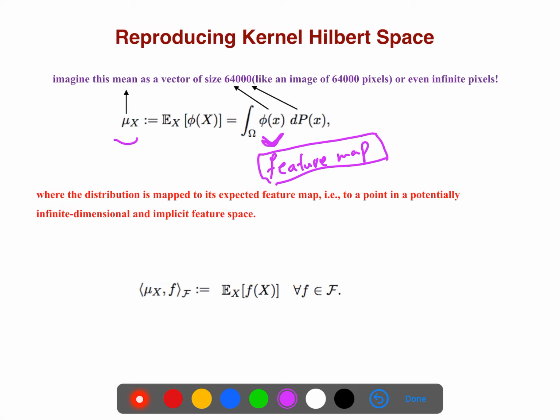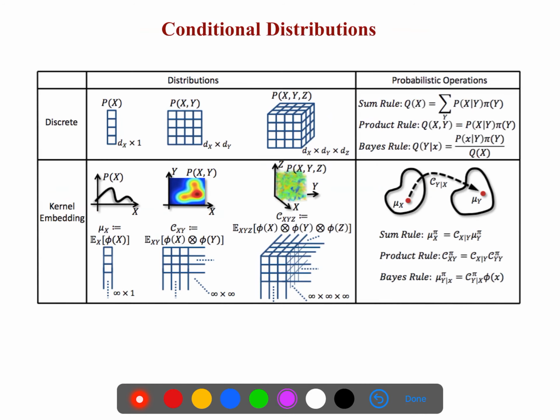So we use this, where the distribution is mapped to its expected feature map. So we use the Riesz representation theorem, and this is the expectation of f of x. We talked about it in the previous lecture. So when we want to map a point, we use mu.